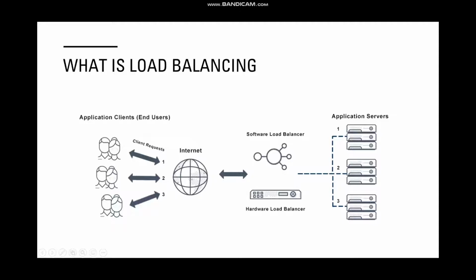So a client request comes in, and a load balancer distributes the load to the application servers such that the computational load is evenly distributed amongst all of them. So we don't want one that's highly utilized and one that's not utilized at all, because that's inefficient.